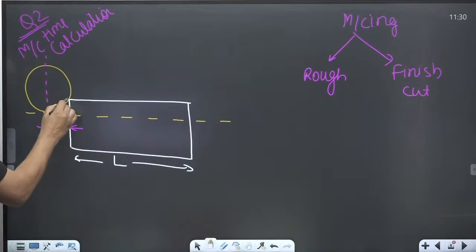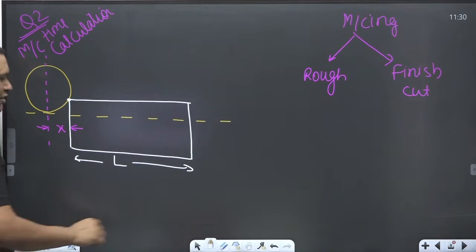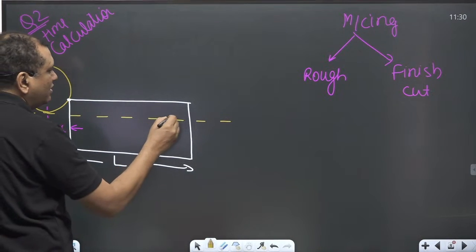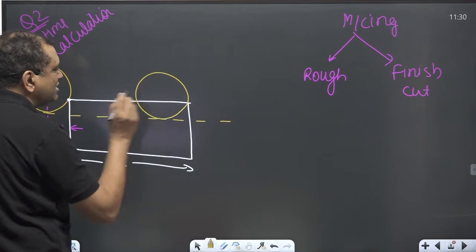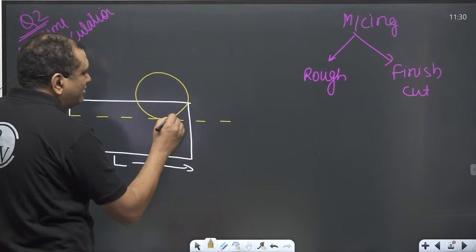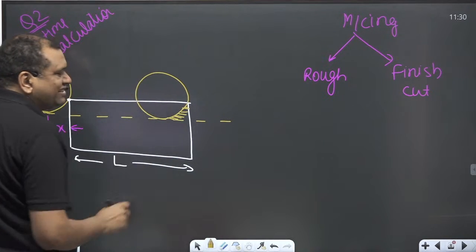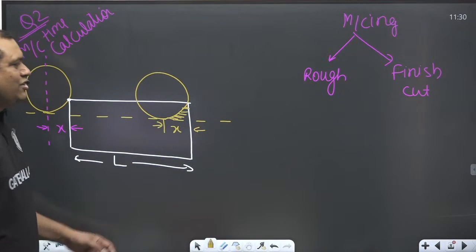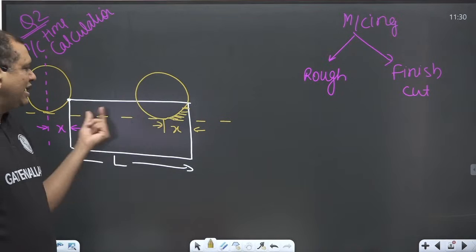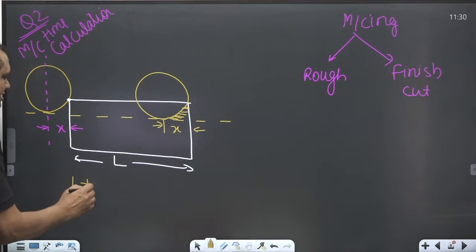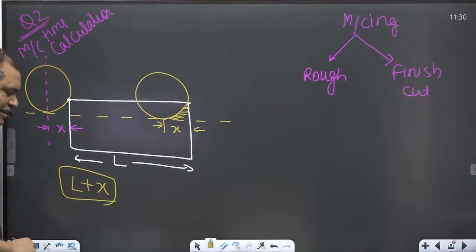So you say I will start cutting from here. When the feed of L is given, after L movement, what is the position of the cutter? Is it this? Still this much material is not machined. This is X. So to machine the material completely, I have to move X. So in rough cutting, generally it will be L plus X.